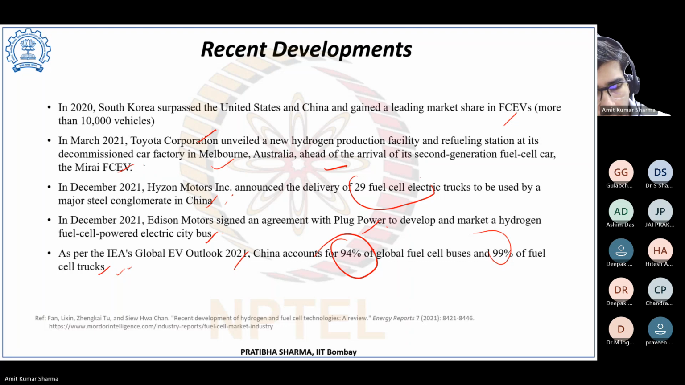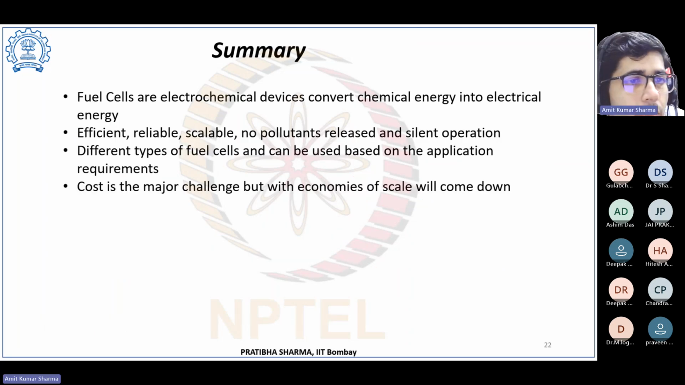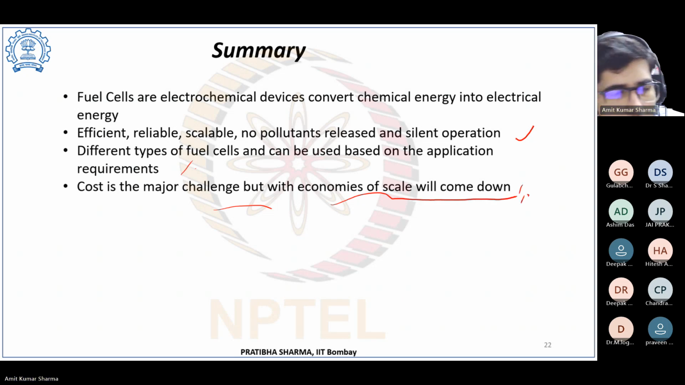So you can see the fuel cell is developing at a very fast rate. Fuel cells are electrochemical devices that convert chemical into electrical energy. We have covered this: efficient, reliable, scalable, no pollutants released, and silent operation. Different types of fuel cells can be used based on the application requirement. The cost is a major challenge, but with economy of scale it will come down, because the cost is high as the production is very low. If we go through mass production, then automatically the cost will come down.